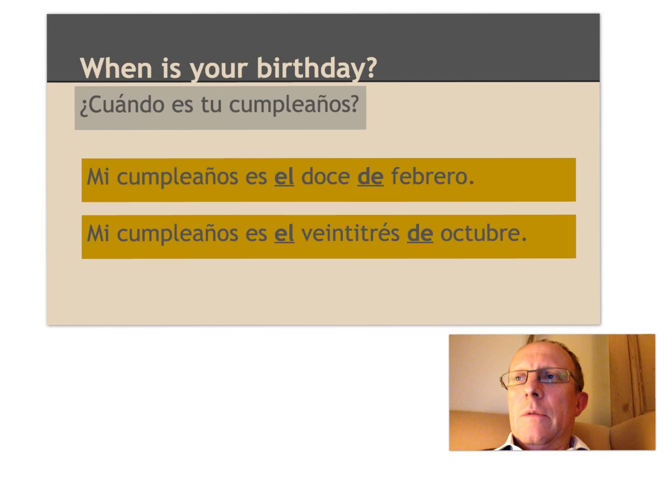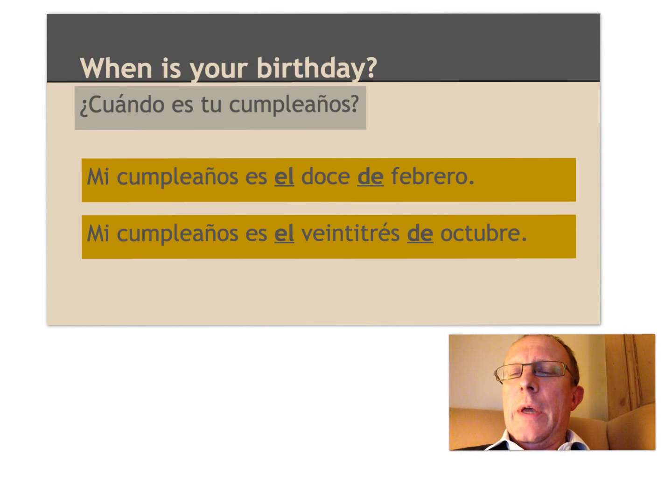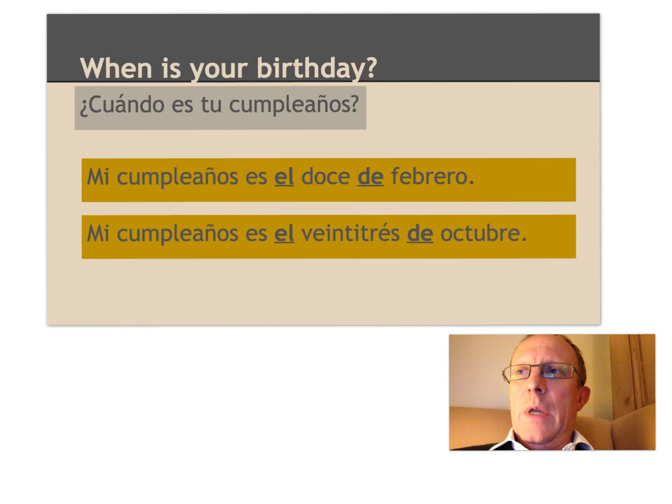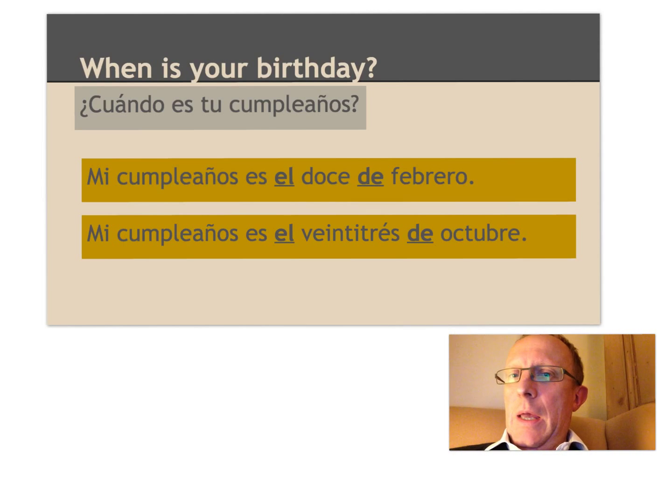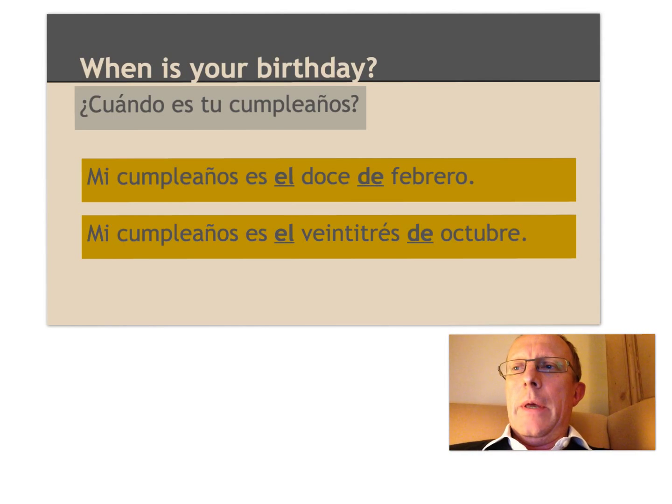The forming of the question, ¿Cuándo es tu cumpleaños? is very similar to the English. So we have the question word ¿Cuándo? Es, from the verb to be, is. And then we need to know the Spanish words for my and your. In the question there you can see the word for your, tu, and in the answer a little bit below the word for my, mi.